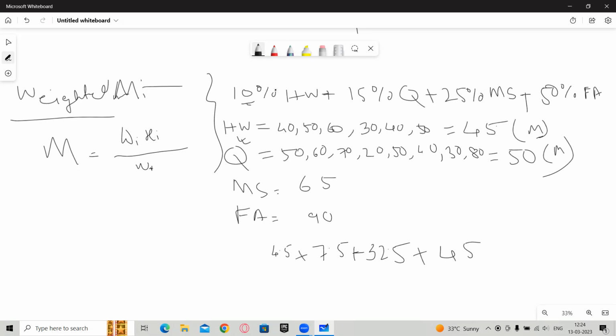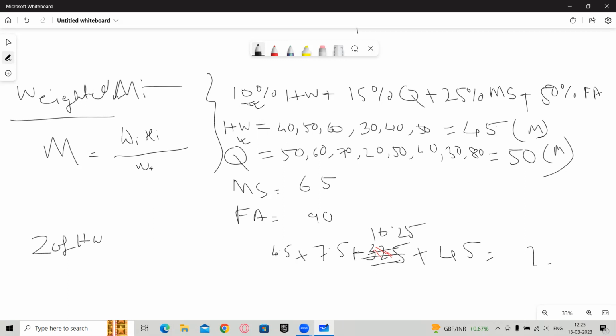So sometimes the value can be represented as a percentage. Sometimes people can give you some kind of numbers as the weight number. The mid-semester value, 25% of mid-semester, is 16.25. Total it and you will get that mean.